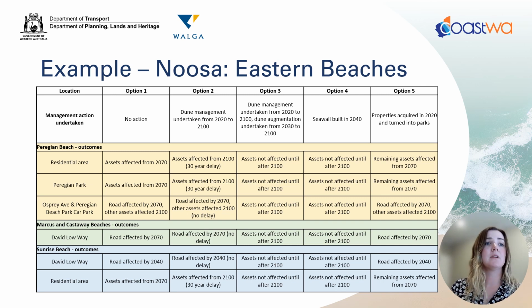So we really just break down the different types of areas affected by the outcomes. So you've got residential areas where under the base case with no action, you have assets being affected from 2070. If you put in any kind of dune management or seawall, you're actually delaying those assets being affected until after 2100. Similarly with the park area, assets going to be affected from 2070, but the actions allow those impacts to be delayed until after 2100. Got roads as well being affected here, other residential areas along other beaches.